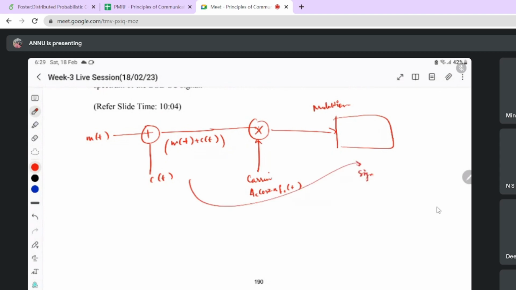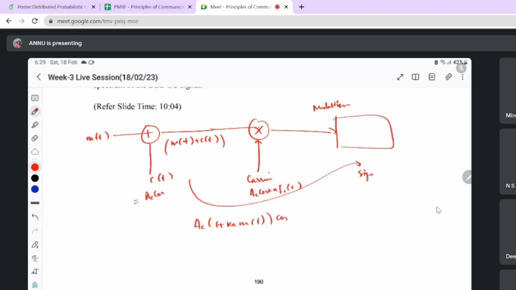Madam, what is CT? Carrier signal. No, but carrier is AC cos 2 pi FCT, no? Yes, AC cos 2 pi FCT. Sir, how will you get this AC(1 plus KA mt) cos 2 pi FCT?